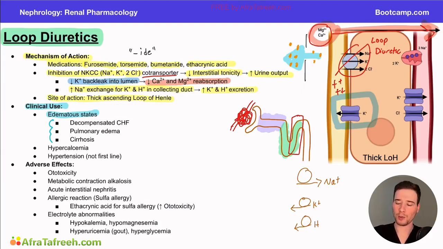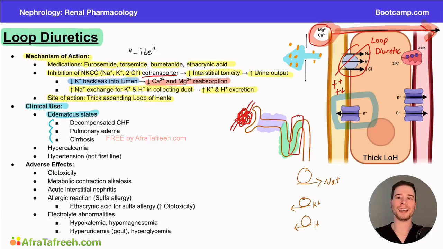And loop diuretics, one of their primary functions, by inhibiting the sodium coming back into the cell, we're going to have more water stay in the tubule. More water is going to be diuresed. We're going to have an increased urine output. Again, this is due to the principle of osmosis. More sodium remains in the tubule, more water is going to go into the tubule or remain in the tubule. We can excrete that from the body.